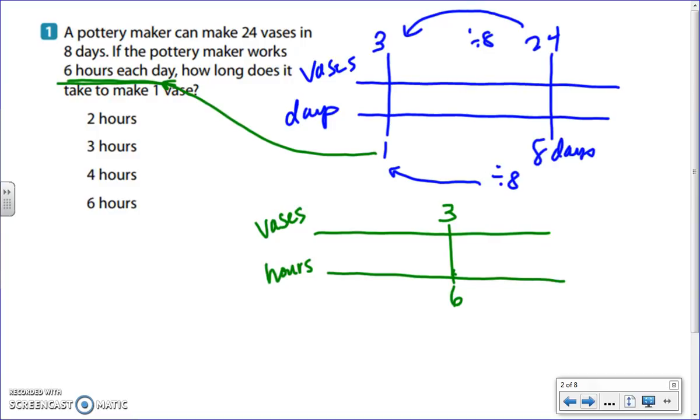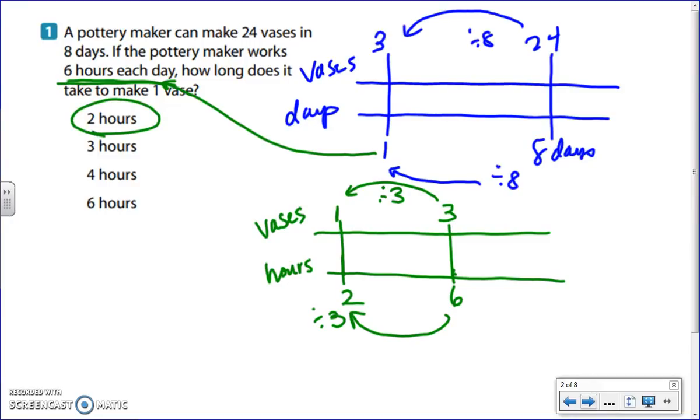So now I have 3 vases in 6 hours. I need to know how long it takes to make 1 vase. So if I divide by 3 there, I can divide by 3 here, and I would have 2 hours for 1 vase. Erase that for just a second. I'm going to show you one more way to do this problem.